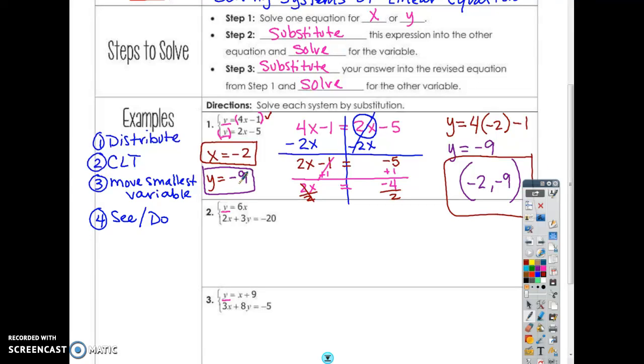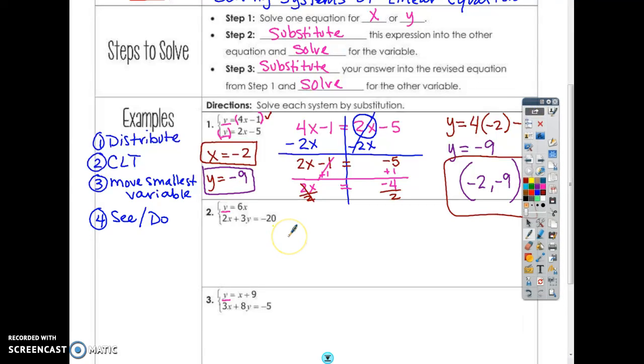All right, I'm going to do one more with you. I'm going to do problem number 2. They gave you y equals 6x, so I'm going to plug 6x in place of y right here. That's what I'm substituting. The 6x in place of that y. So I have 2x plus 3 parentheses, inside I'm putting 6x, equals negative 20. Again, I said y equals 6x, so my y is going to be 6x. You just plug it in.